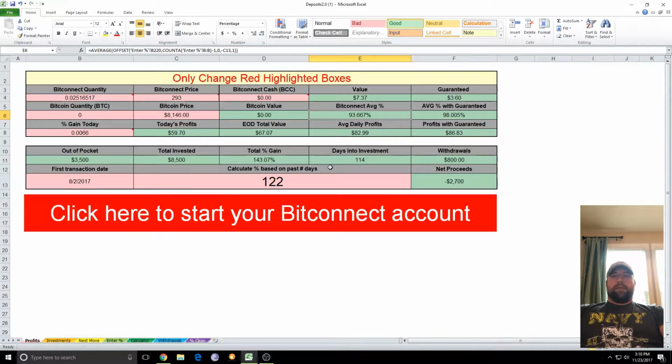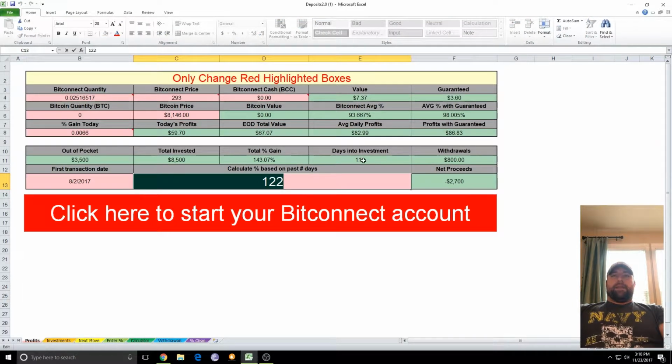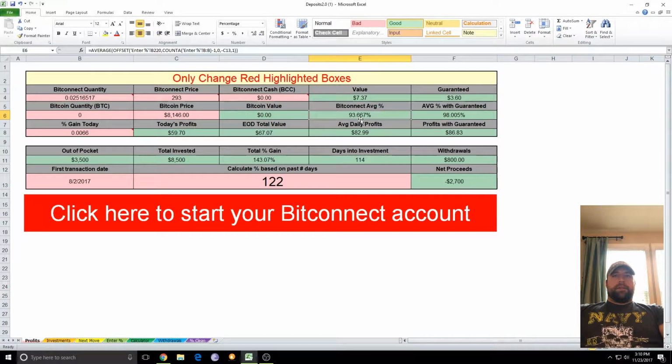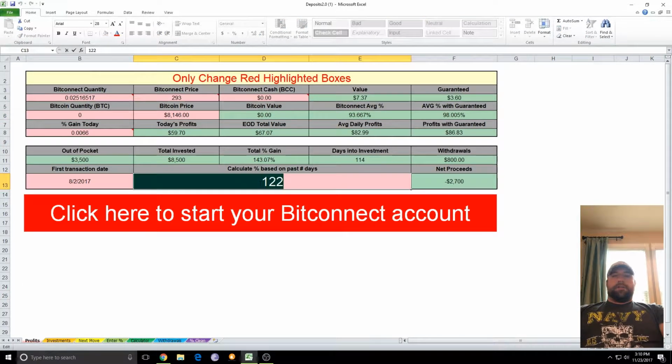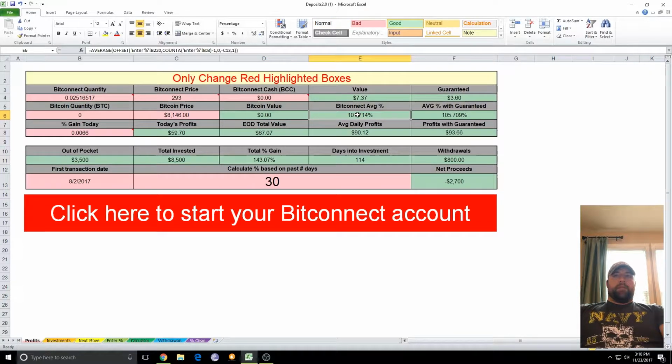So I'm 114 days in. I enter the transaction date here. 114 days in. I have it calculating for the past 122 days. So that's throughout the entirety of my loan. That's what percentage I've been getting. So that's pretty good daily return. The past 30 days are a little bit better. So that would actually increase my percentage up to 101%. So it's very good every day. Right here, guaranteed. I'll go over that in a minute.